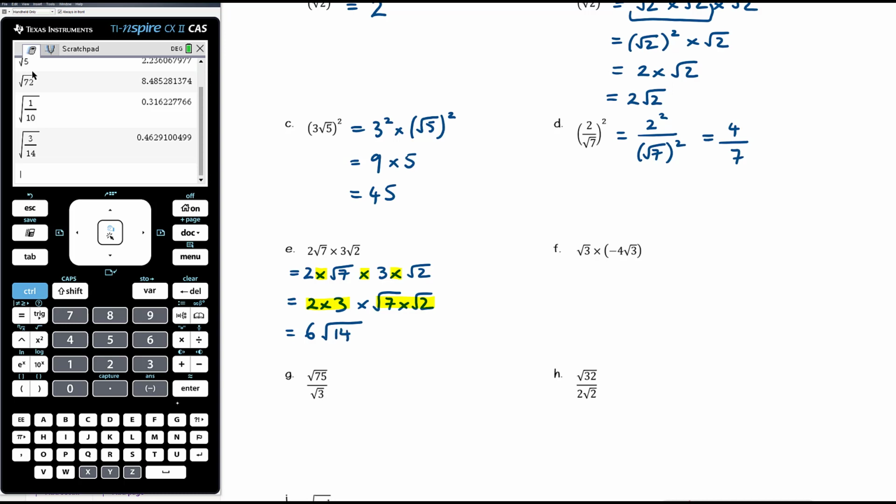Now, down the track, we will need to make sure that that surd is in simplest form, but for now, the examples I'm giving you are in simplest form at this point. We'll have a look at simplifying in the next video.